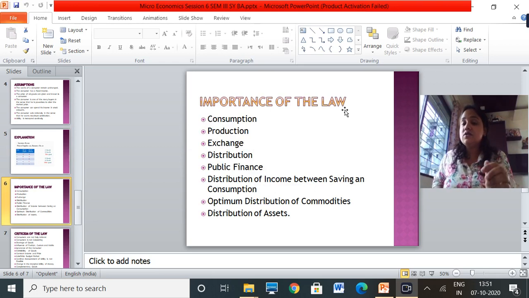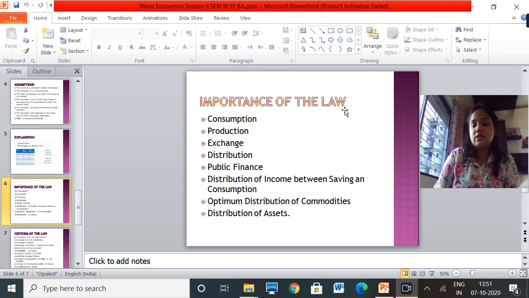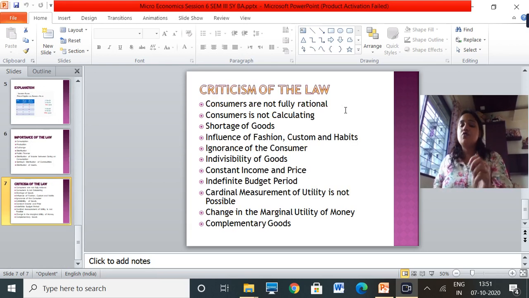Where is this law important? This law is important in multiple aspects like your consumption, production, exchange, distribution, public finance, distribution of income and savings. All of this we studied in detail. And what are the drawbacks of the law? So this was the law of equimarginal utility.